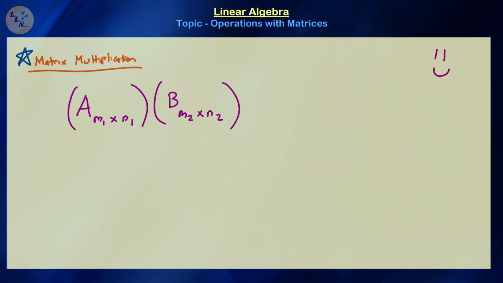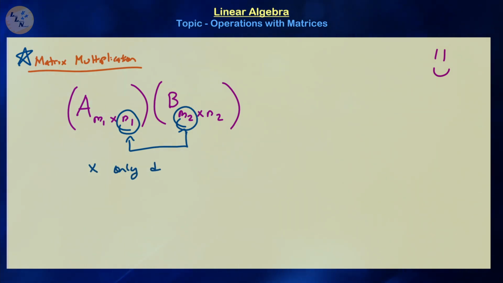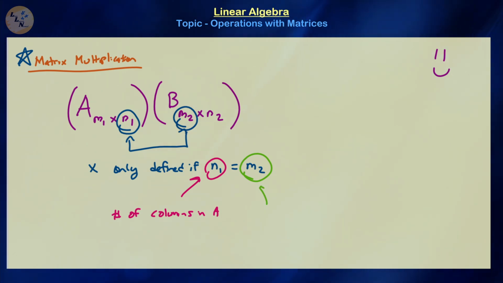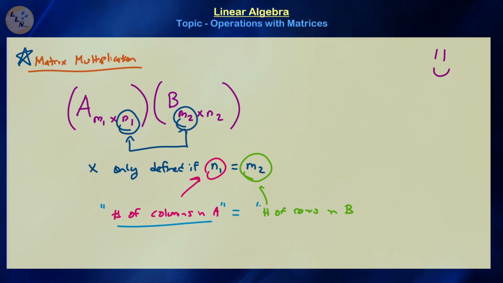So generally speaking, we know that matrices can take any number of rows and any number of columns. So let's assume that we have a matrix A that has m1 rows and n1 columns, and we're going to be interested in multiplying this by another matrix B that has m2 rows and n2 columns. So this product is only going to be defined if these two dimensions agree with each other. So multiplication is only defined if the number of columns in A equals the number of rows in B. So this is the only way that you can multiply matrices, at least in the general sense.